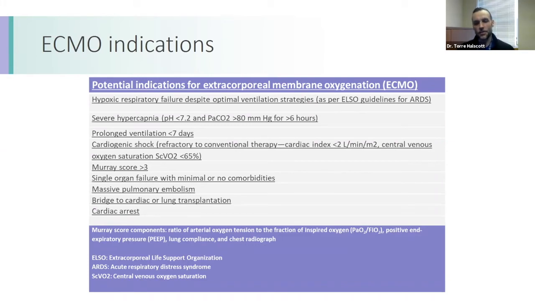Or if you have other things that are single organ failure that have no other comorbidities, so that single organ tends to be cardiac or pulmonary for ECMO. If you have a patient who has a massive PE, ECMO can be utilized from that standpoint as well. Or if they need a bridge to transplant, or there's that discussion of crash onto ECMO. That's a patient in cardiac arrest that you believe ECMO may benefit.